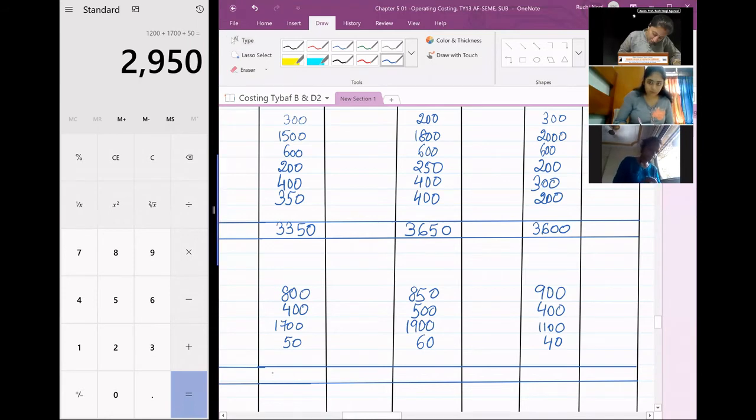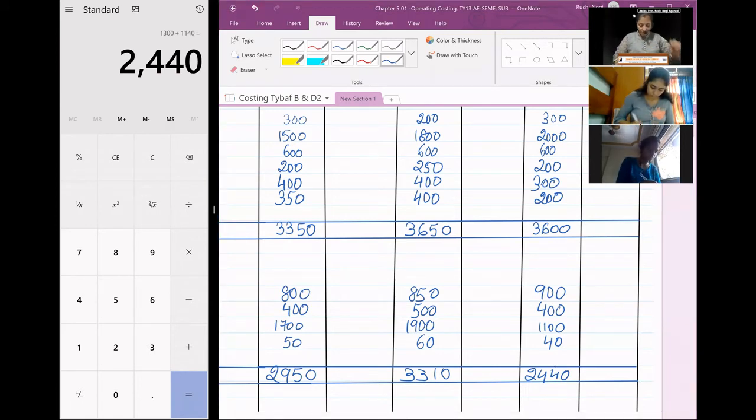2950. 3310. 2440. Okay. Yeah. Then total it. So this is my total fixed cost and total variable cost answer.